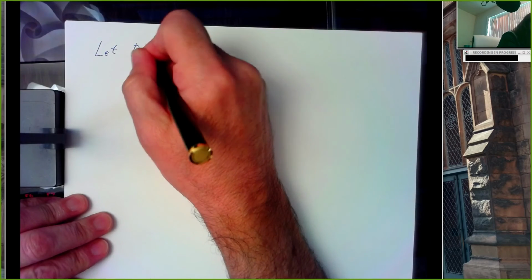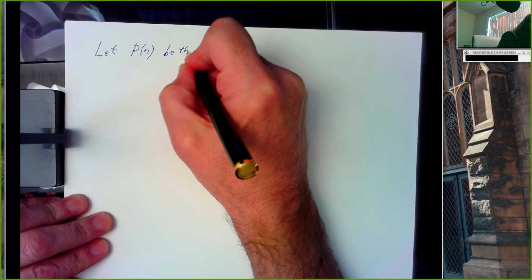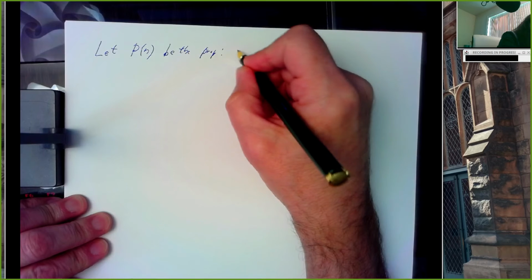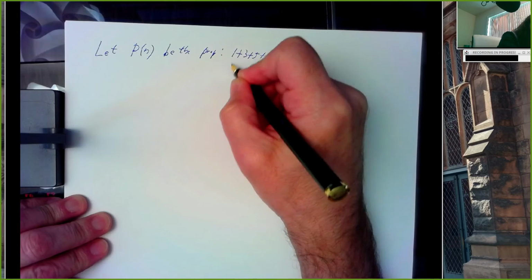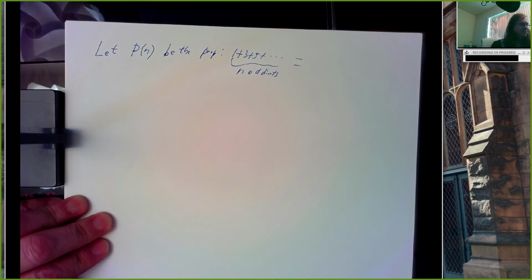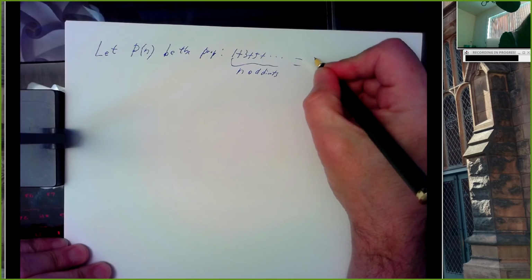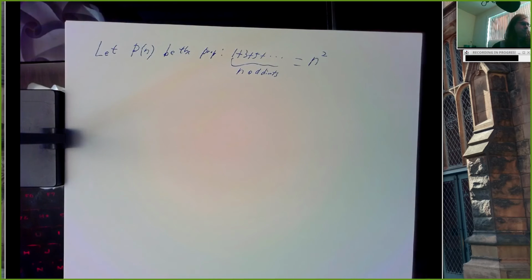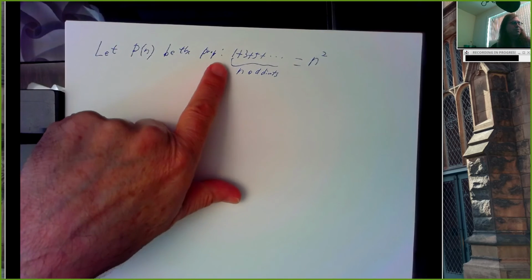And let's make a family of propositions. Let's make P of n the proposition that if we add up the first n odd integers, we end up with n squared. So P of 1 is the proposition that if we just add one odd integer, just 1, we end up with 1 squared. P of 2 is the proposition that if you add the first two odd integers, 1 and 3, you get 2 squared.